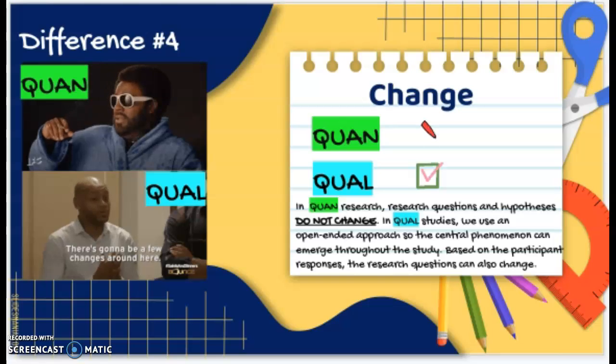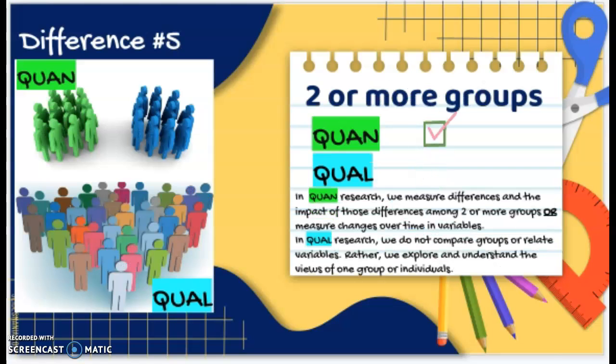The last difference is going to be the groups surveyed or studied. So in quantitative, it's absolutely acceptable and expected to use 2 or more groups to study and measure the changes over time in relation to the variables that you're testing. Versus in qualitative research, we're not going to compare groups or relate variables. So what we'll do is we'll just better explore the views of one group or of multiple individuals.